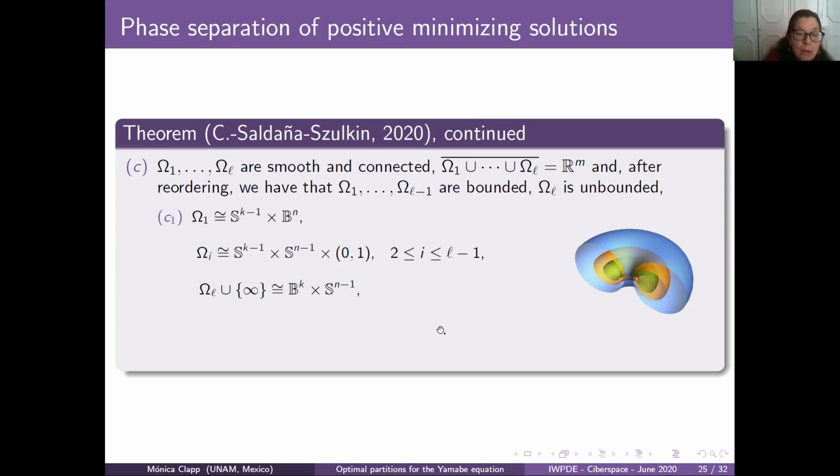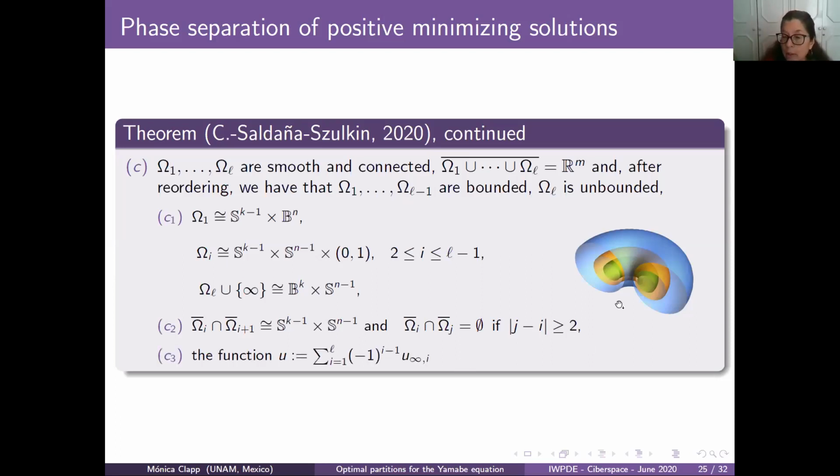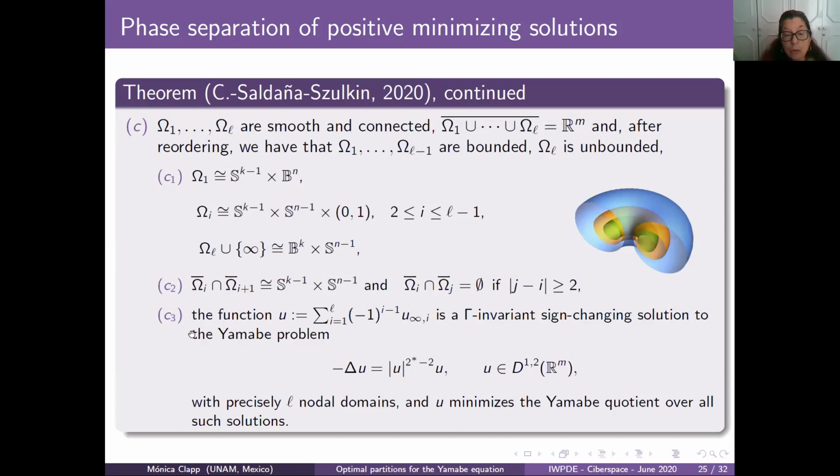And you see, the nice thing about this is that the boundary is just the product of these two spheres, so it is smooth. And moreover, one can see that they are ordered. So you have the first one, the second one, the third one, they are ordered. And this allows us to take these functions u infinity, so the limiting functions, and look at the alternating sum. If you take the alternating sum, what you get is a gamma invariant sign changing solution for the Yamabe equation, which has precisely L nodal domains, okay? And this solution minimizes the Yamabe quotient over all solutions which are gamma invariant and have L nodal domains, okay?